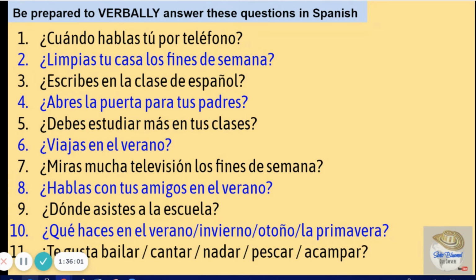¿Miras mucha televisión los fines de semana? Sí, miro mucha televisión o no. ¿Hablas con tus amigos en el verano? Sí, hablo con mis amigos. ¿Dónde asistes a la escuela? Where do you attend? So asistir is to attend. So where do you attend? ¿Dónde asistes a la escuela? So you would say, asisto en Fox Middle School o asisto en la escuela de Fox Middle School or whatever name you want to use.